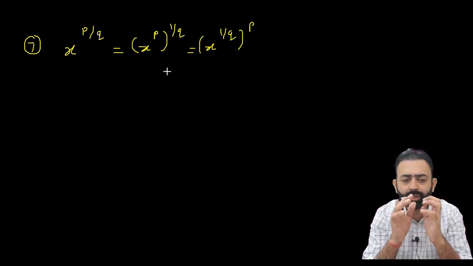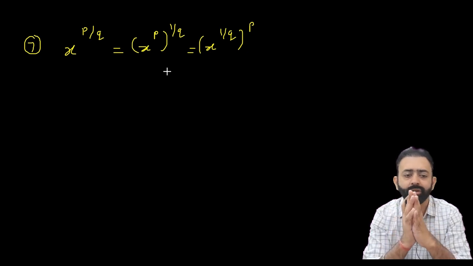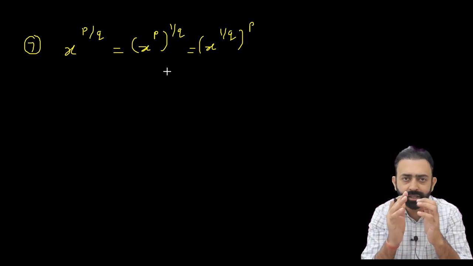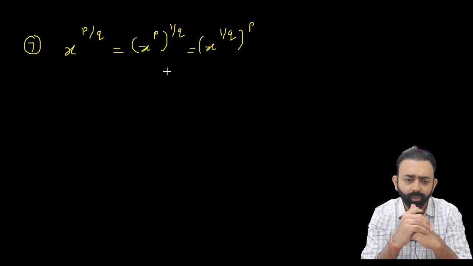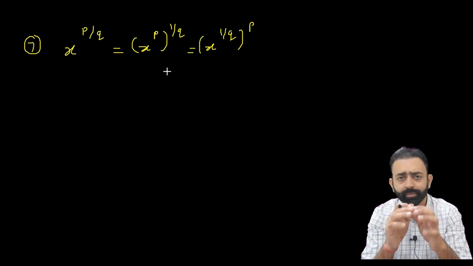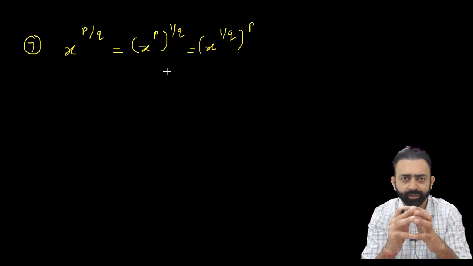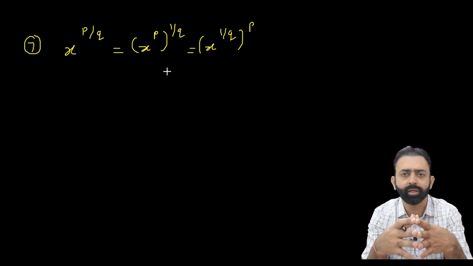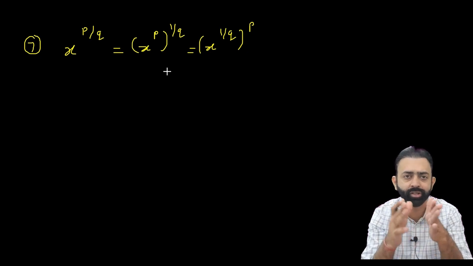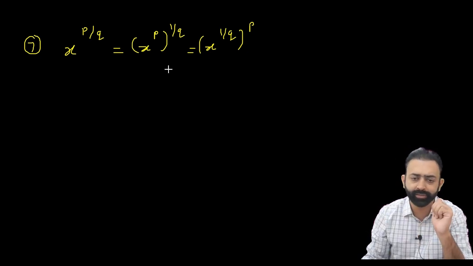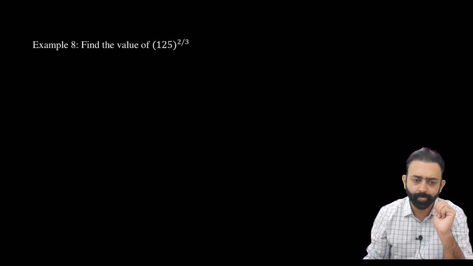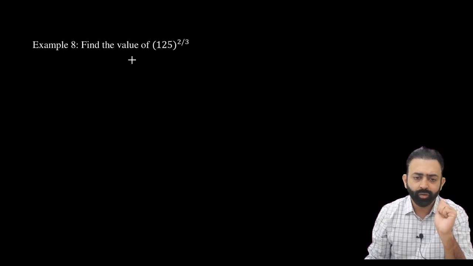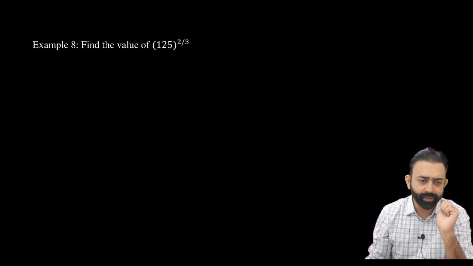Okay, now how to deal with questions which involve exponents in rational form or in fraction form. Okay, so let us take some examples of laws of exponents. Okay, I have given you the examples of the previous laws, but let us consider some more complicated questions which involve exponent in fraction form. Okay, so the example is this. Let us find the value of 125 raised to power 2 by 3.